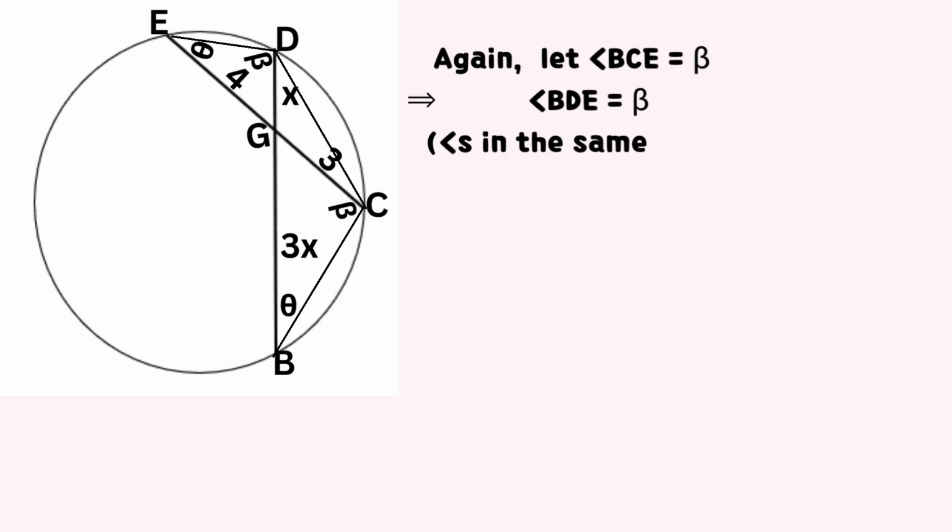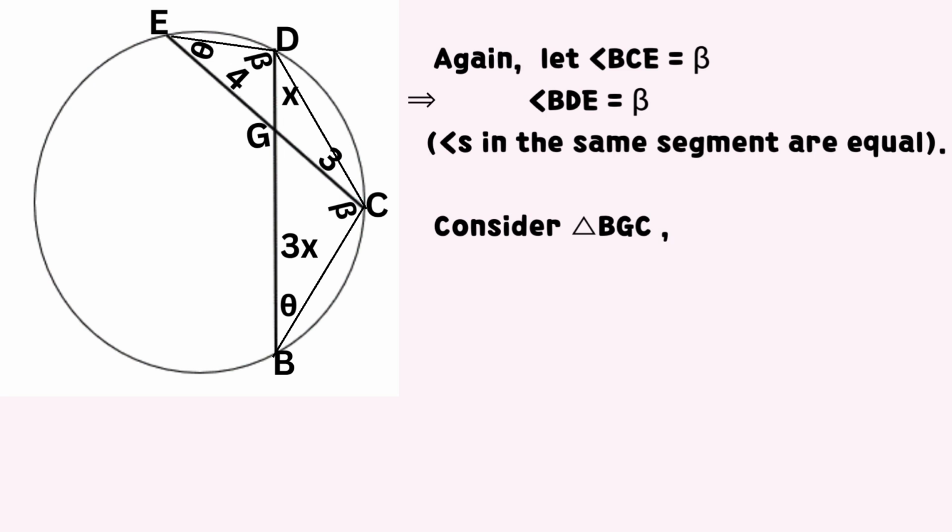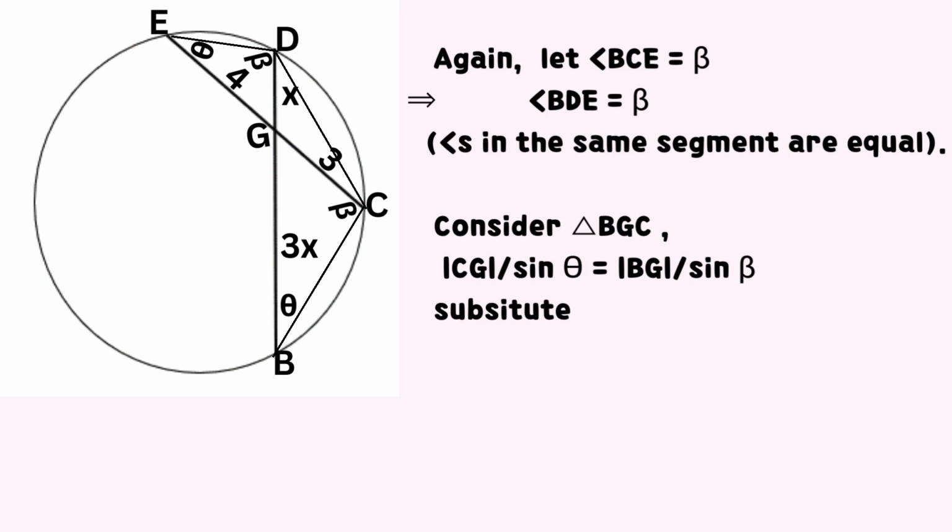Again, let angle BCE equal beta. It signifies that angle BDE equals beta. It is because angles in the same segment are equal.